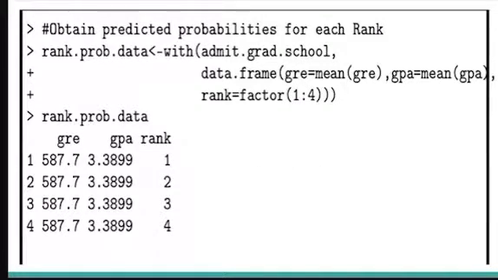Now, do you know what I want to do here? I want to predict the probability for each rank given the same GRE score and GPA. Now, this is it. Look at this guy. This guy applied to graduate school. This guy also applied to graduate school, right? The GPA and the GRE of this guy is 587.7. This one also has the same GRE. The two of them have the same GRE score and the same GPA.